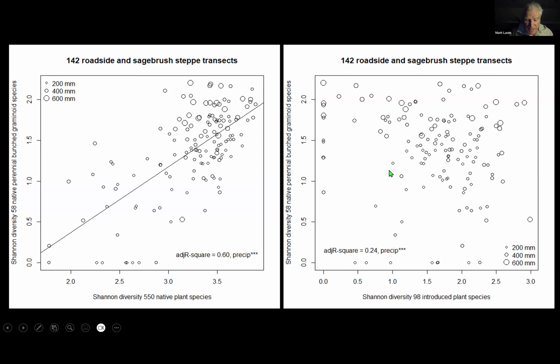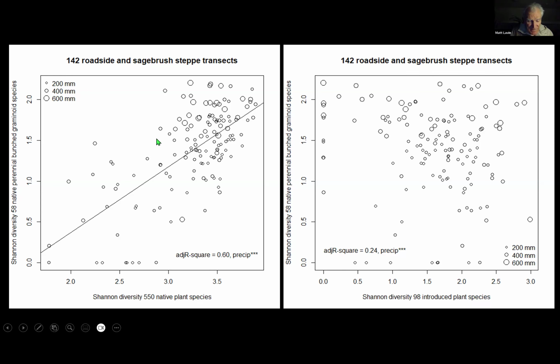In the right-hand scatter plot, native bunch grass diversity is not explained by introduced plant diversity. In other words, although native bunch grasses are still most diverse in wetter sites, it's precipitation that is explaining some pattern over here, not introduced plant species. This suggests that native bunch grasses can coexist with a diversity of introduced plants.